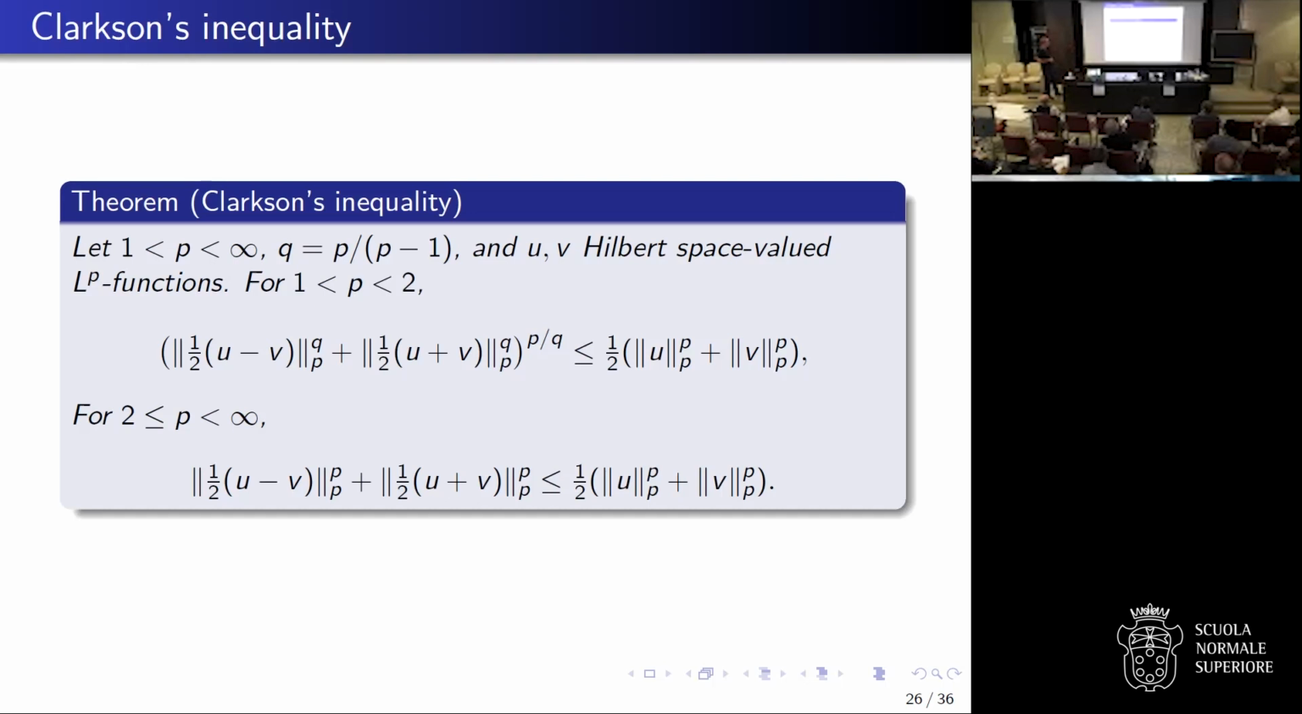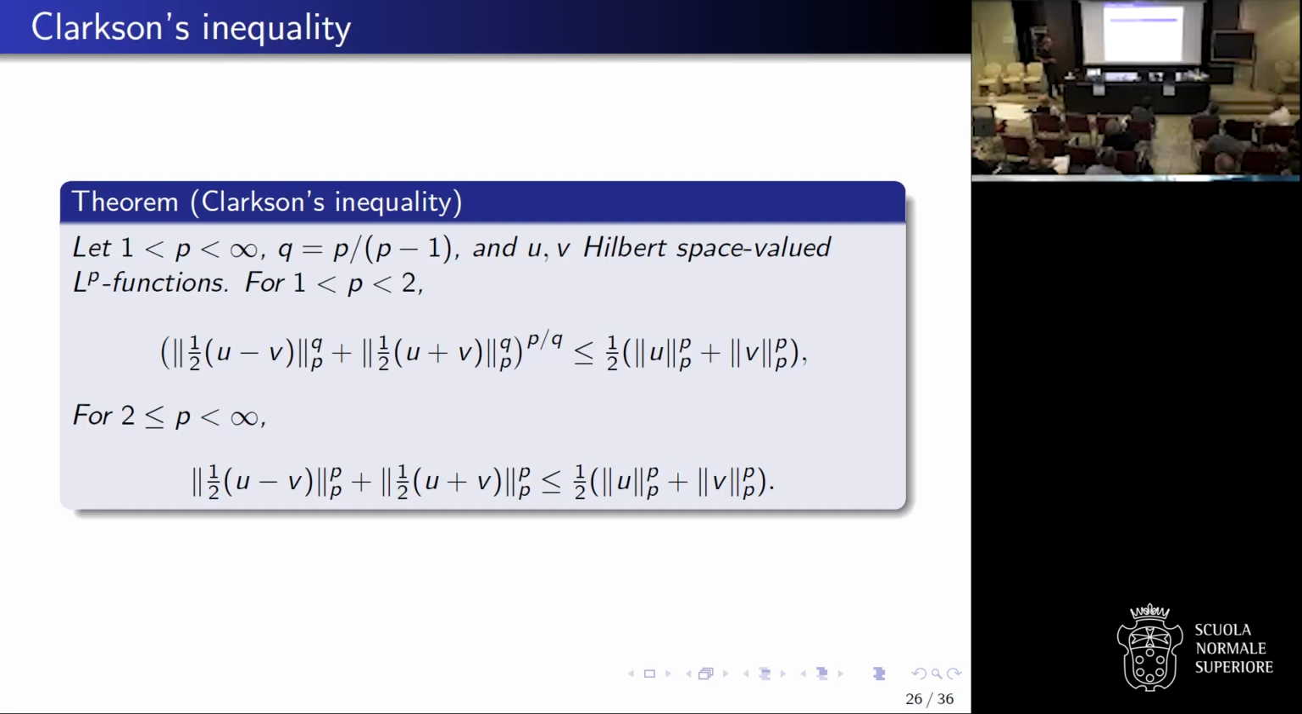So I have Hilbert space function values. The Clarkson inequalities depend a little bit on the range. So I have one type of inequality for the range between 1 and 2, and another in the range from 2 and infinity. And this Clarkson inequality is somewhat easier to understand. So let me discuss this first, right?